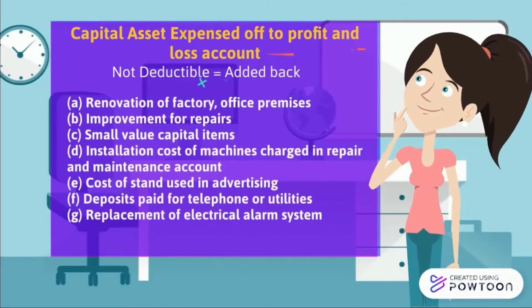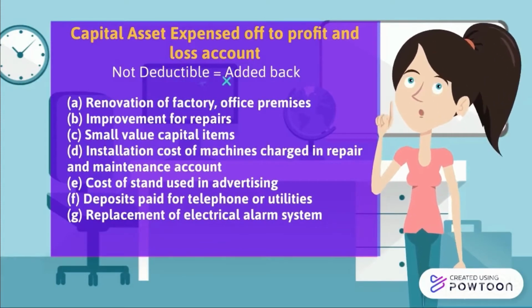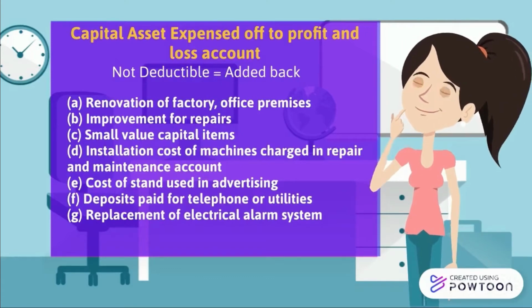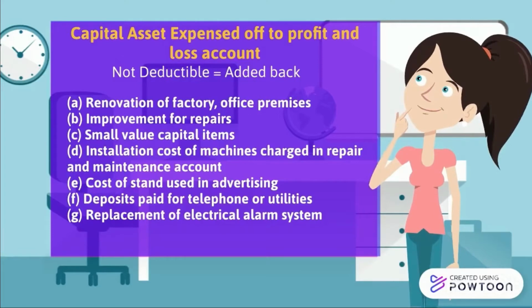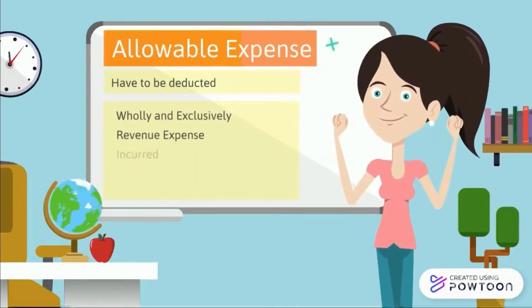Capital expenses in the profit and loss account are expenses that are not deductible, which means that they need to be added back as non-allowable expenses. These are examples of capital expenses: renovation of factory, improvement for repairs, and small value capital items. What is allowable expense?